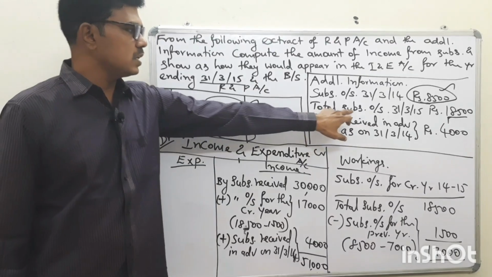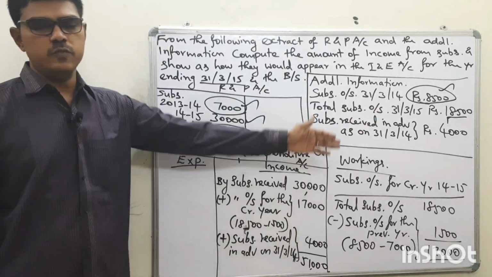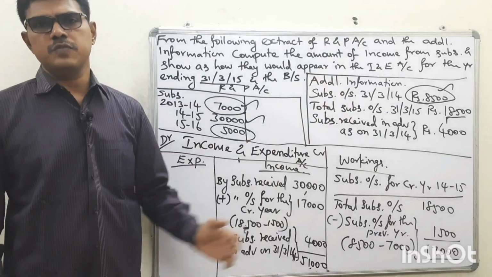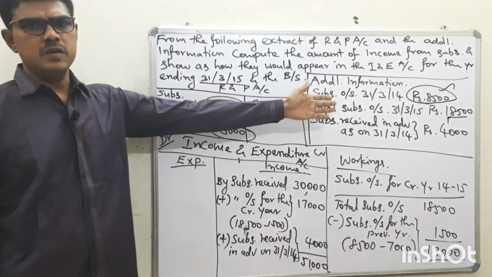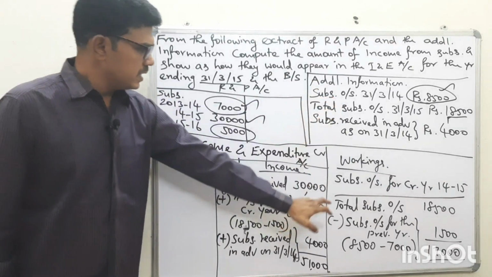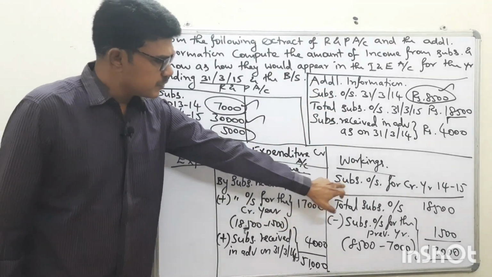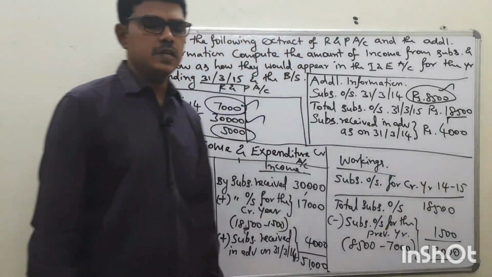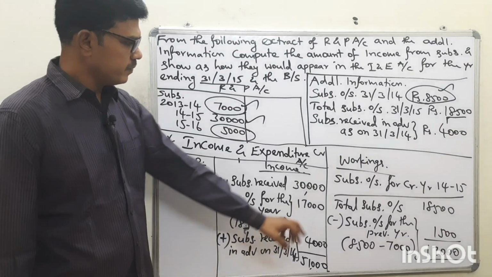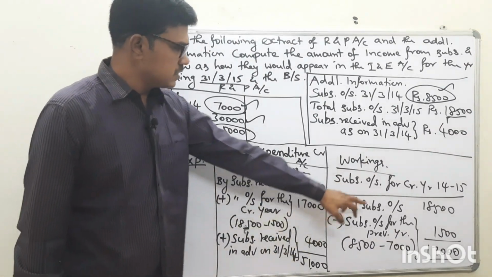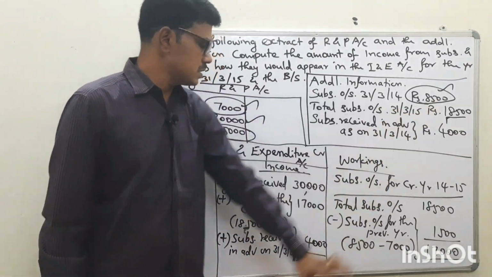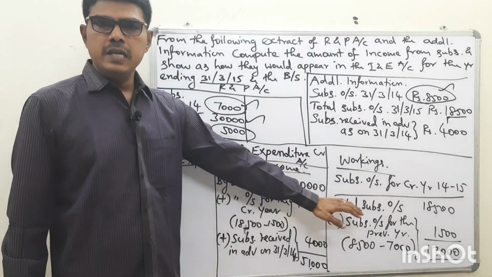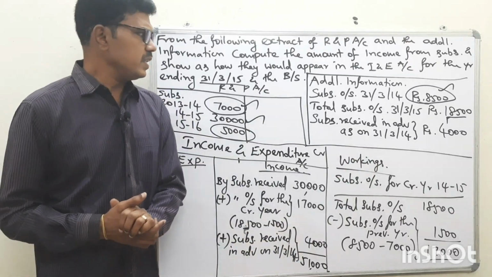Here they have given total subscription on 31st 3, as I explained earlier, right? 18,500. This includes previous year subscription also, right? That amount must be subtracted, right? Here I have shown the workings. Subscription outstanding for the current year 14-15. We are going to calculate it. Total subscription outstanding on 31st March is 18,500, and then we should subtract the outstanding of the previous years, right?